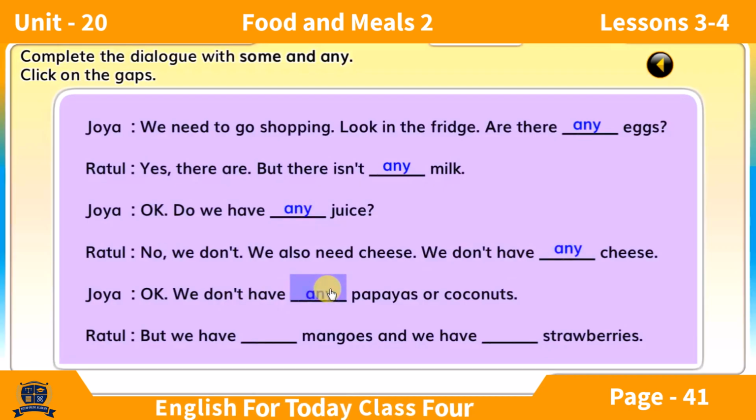We don't have any cheese. Jaya: Okay. We don't have any papayas or coconuts. Ratu: But we have some mangoes and we have some strawberries.